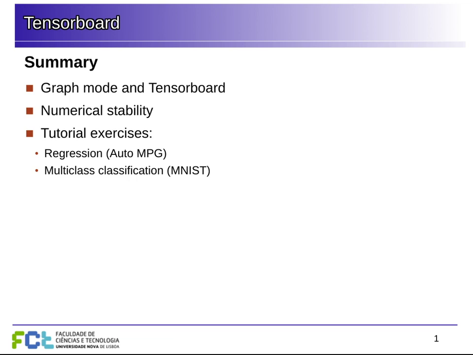Then we're going to look at some issues with numerical stability when we're training our models, and look at some exercises. We're going to start with a simple example of logistic regression for classification, but then we're going to look at regression to predict the miles per gallon of different automobiles from a set of features. And we're also going to look at multiclass classification. So we're going to look at binary classification, regression, and multiclass classification. And multiclass classification will be with the MNIST dataset, which is for handwritten digit recognition. This is a classical dataset in machine learning.